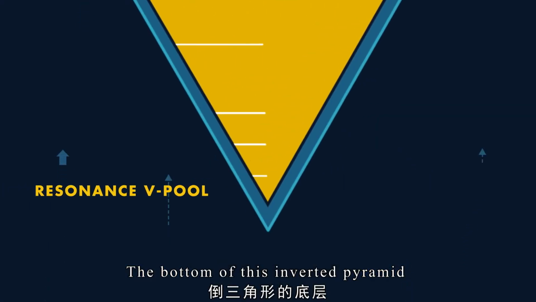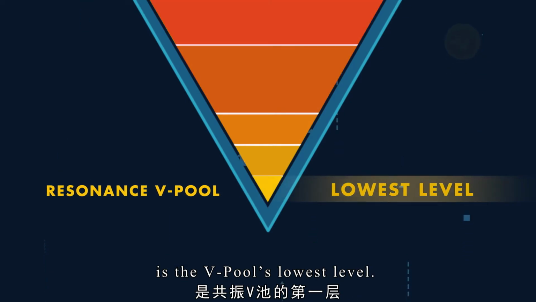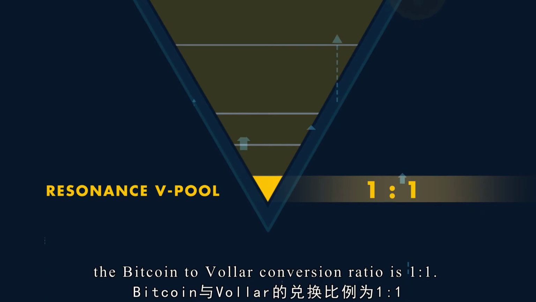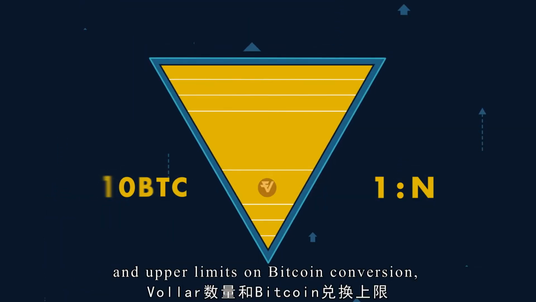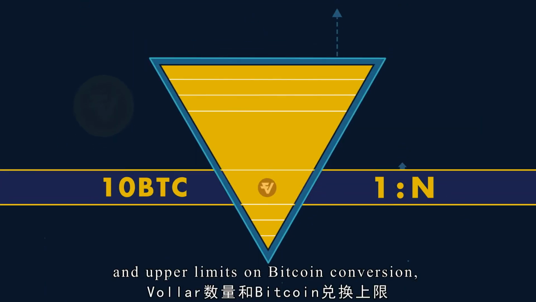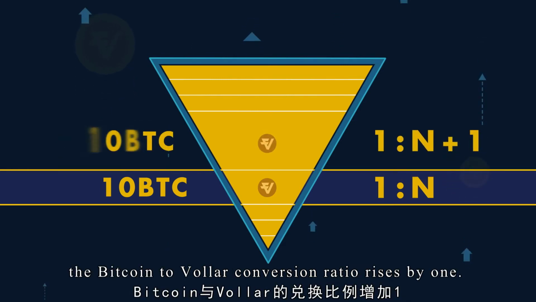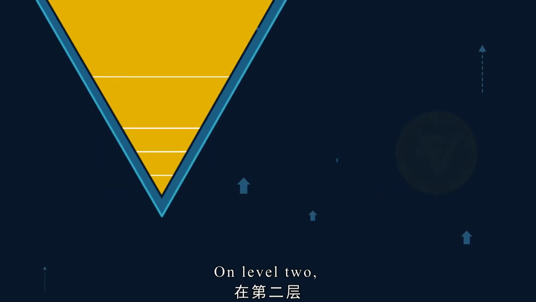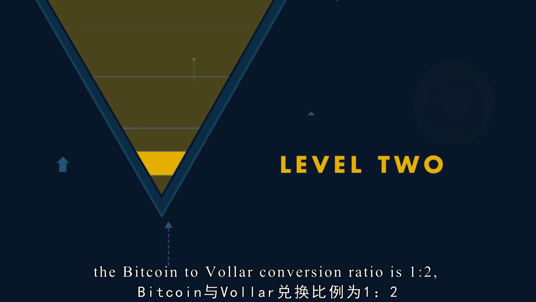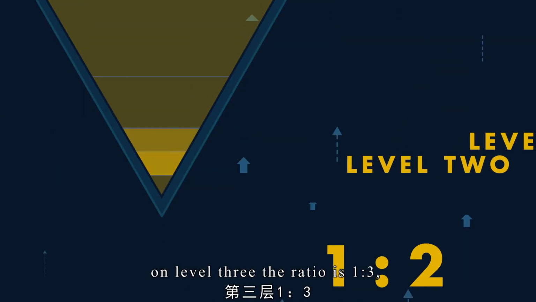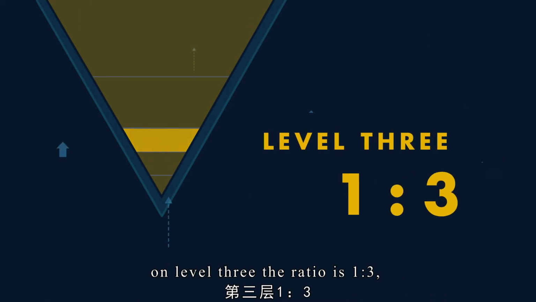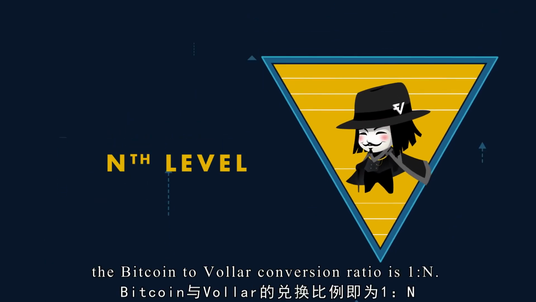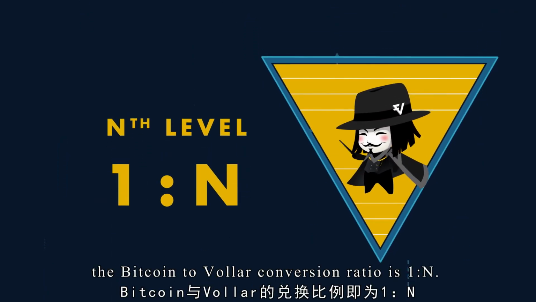The bottom of this inverted pyramid is the V-pool's lowest level. At this level, the Bitcoin to Voller conversion ratio is 1:1. According to the V-pool's Voller supply and upper limits on Bitcoin conversion, at every one level increase, the Bitcoin to Voller conversion ratio rises by 1. For example, on level 2, the Bitcoin to Voller conversion ratio is 1:2. On level 3, the ratio is 1:3. And so it goes on for all other levels. On the nth level, the Bitcoin to Voller conversion ratio is 1:n.